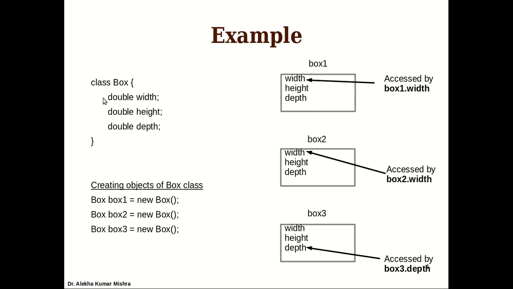Similarly, two more objects are created: box2 equal to new Box, box3 equal to new Box. The new operator is to be used while creating an object of a class.